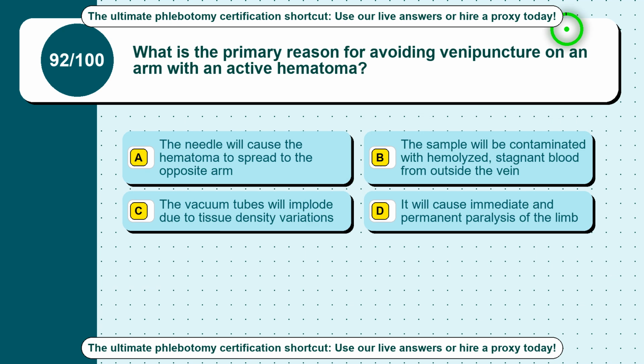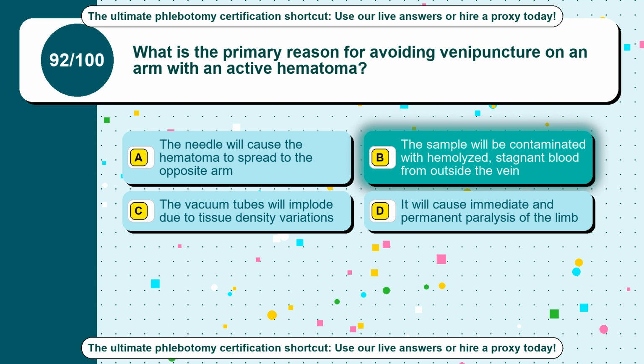Question 92. What is the primary reason for avoiding venipuncture on an arm with an active hematoma? Option A. The needle will cause the hematoma to spread to the opposite arm. Option B. The sample will be contaminated with hemolyzed, stagnant blood from outside the vein. Option C. The vacuum tubes will implode due to tissue density variations. Option D. It will cause immediate and permanent paralysis of the limb. The correct answer is option B.